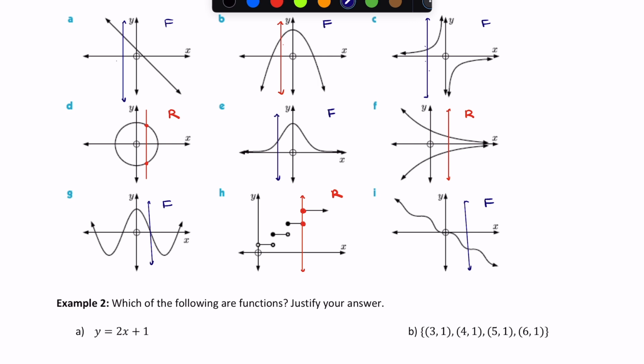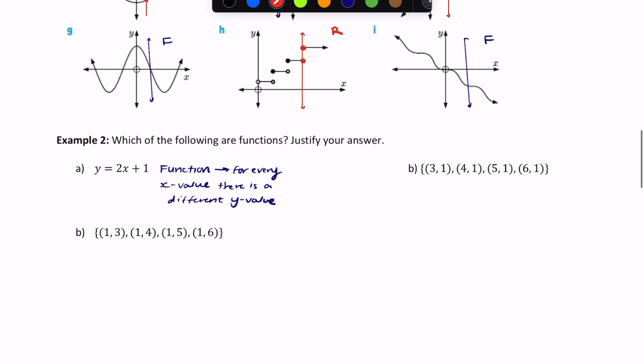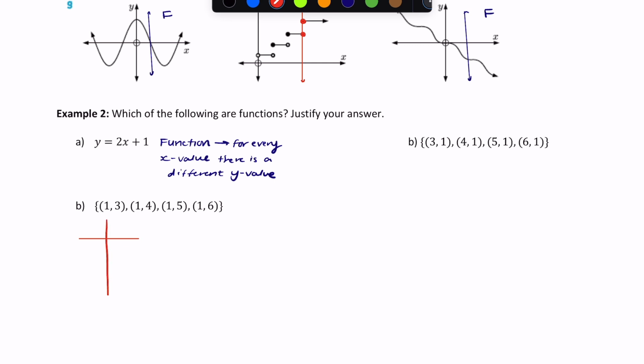And here it says, which of the following are functions? So here y is equal to 2x plus 1. And so here, this one is a function. Again, for every x value, there is a different y value. So look at b here, let's put it into a table of values, just to make it easier for us to visualize.